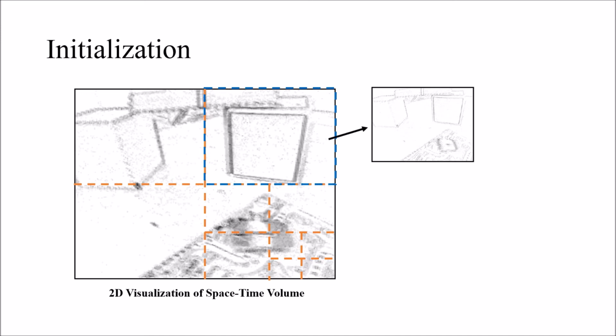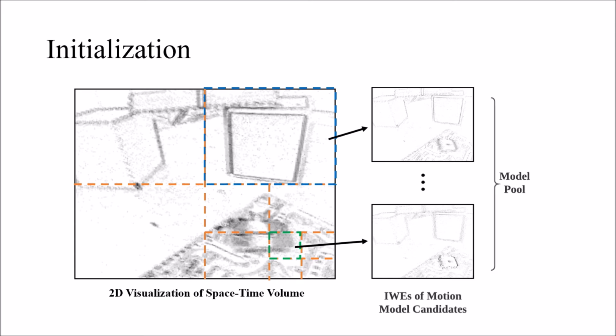For example, the blue dashed subvolume captures a box in the background, which leads to an image of warped events with high contrast at the background structures, whereas the green dashed subvolume captures part of a smaller moving object, leading to high contrast around it. Consequently, a redundant set of motion models is obtained and used by the optimization.